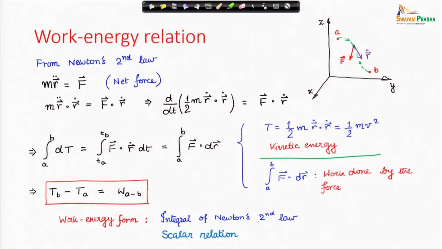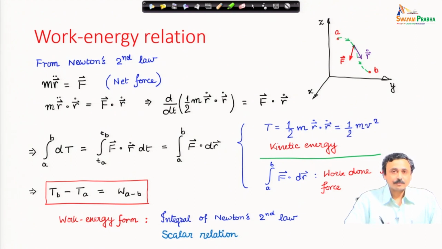This is an integral of Newton's second law. Why do we call it an integral of Newton's second law? Because it involves one derivative less than Newton's second law. Newton's second law involves acceleration, which is the double derivative of the position vector, whereas here, because it is kinetic energy, it involves only velocities. This gives us a scalar relation. This is a second important thing to notice. The work energy form gives us a scalar relationship. Therefore, it is an integral of Newton's second law and a scalar relationship.